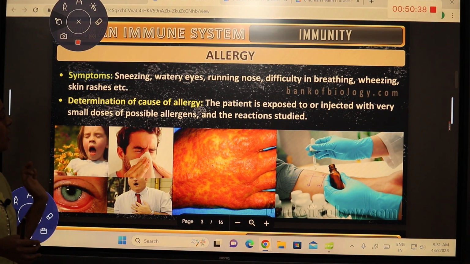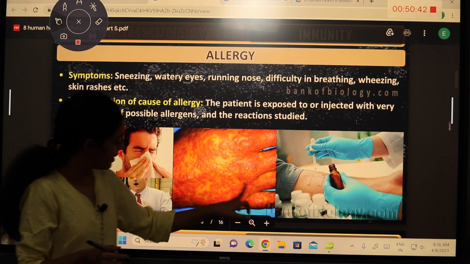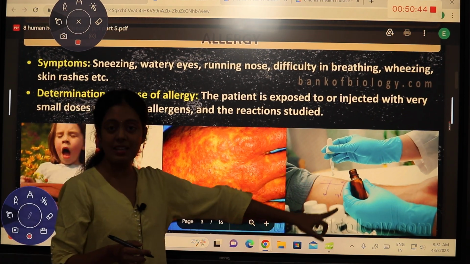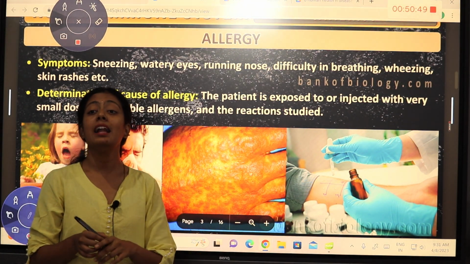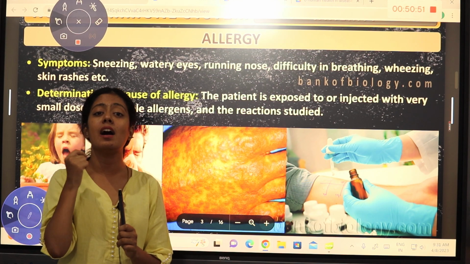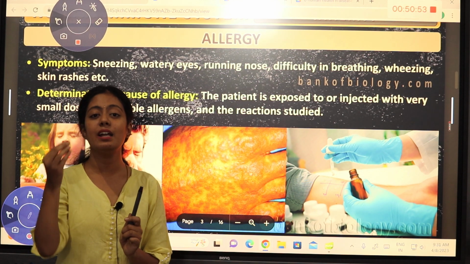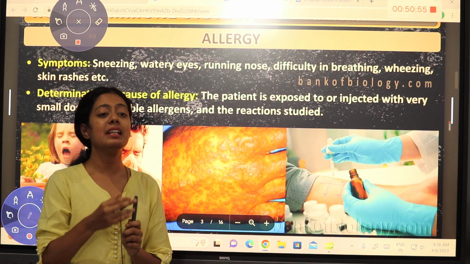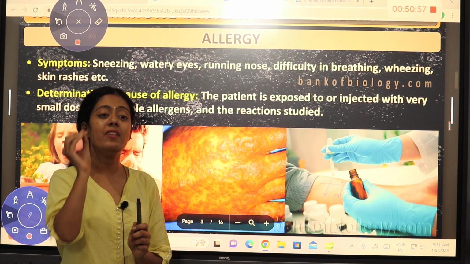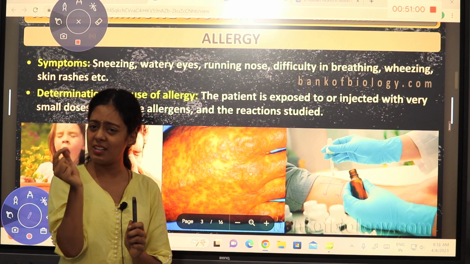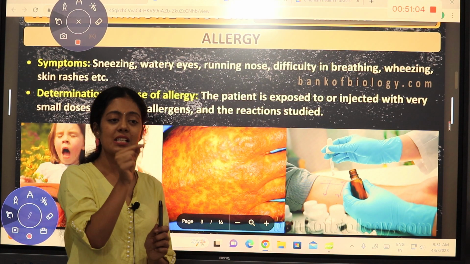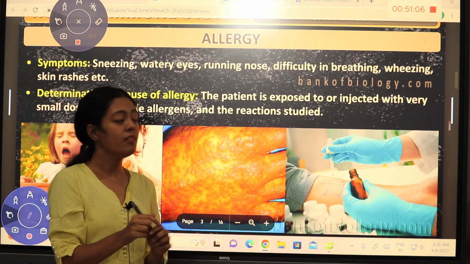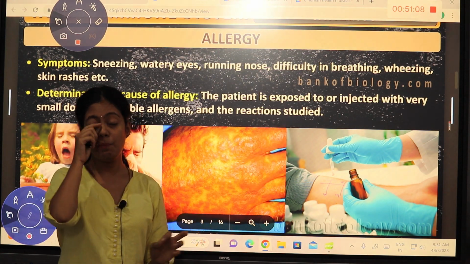How do you understand the determination of the cause of allergy? So here you can see they will make small boxes like this. In each box they will add an allergen, and they will see for any kind of allergic response. They will wait for half an hour to 20 minutes and see if there is any allergic response. Wherever there is an allergic response or a skin rash, they will determine that this is the allergen which is causing the allergic reaction. We call this a patch test.